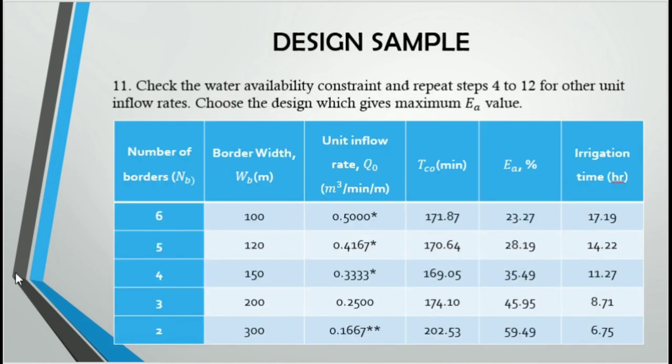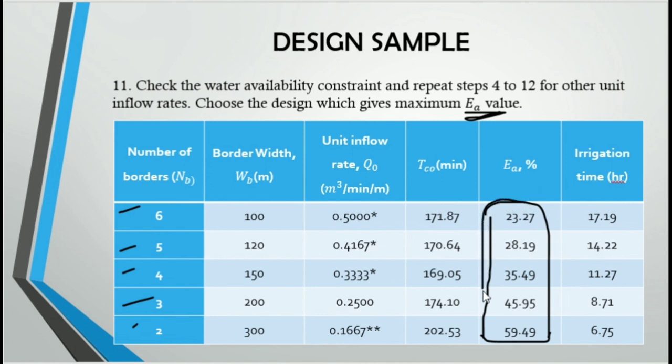application efficiency. And 11th, your last step, check the water availability constraint and repeat steps 4 to 12 for other unit inflow rates. Choose the design which gives the maximum application efficiency value. So here you will get, as you can see, the number of borders over here, and you can get different values of application efficiency in percentage, of course. So it's up to you to choose the best irrigation design that will be suitable and appropriate to your field.